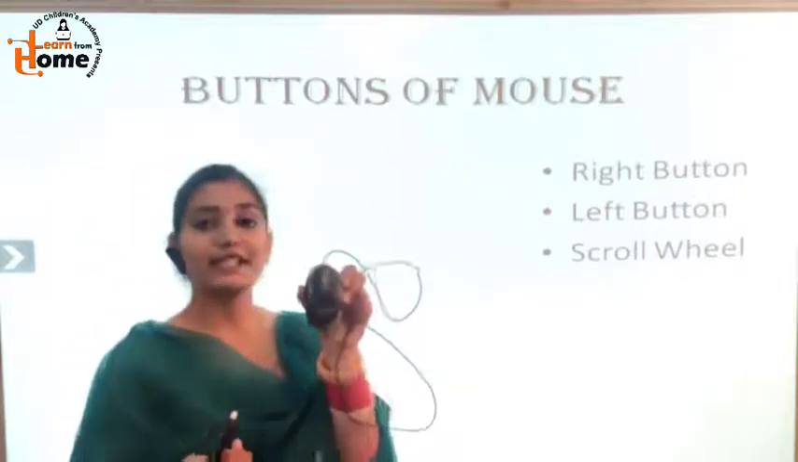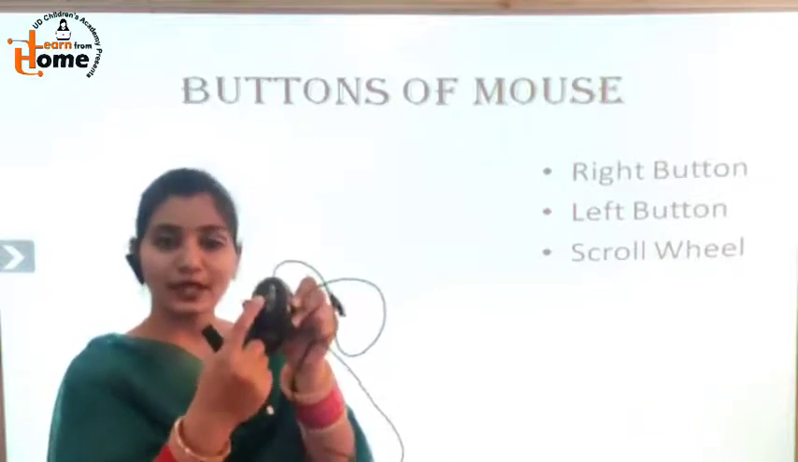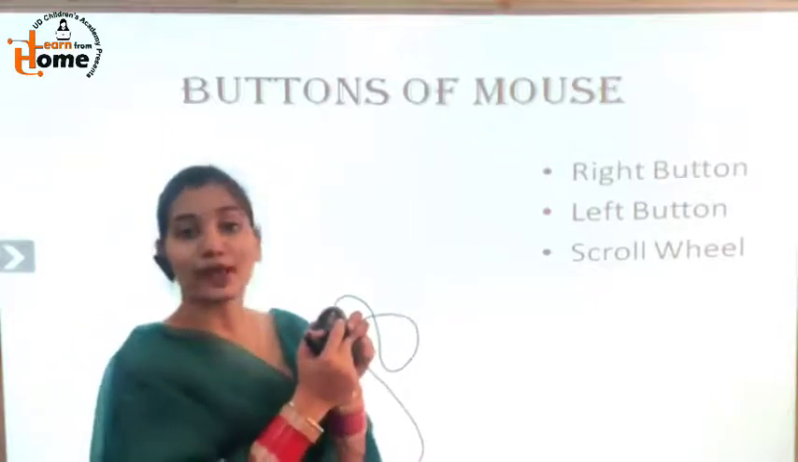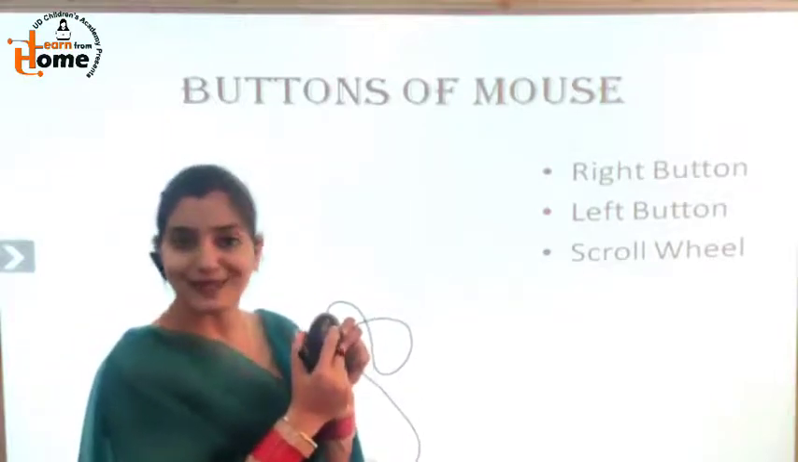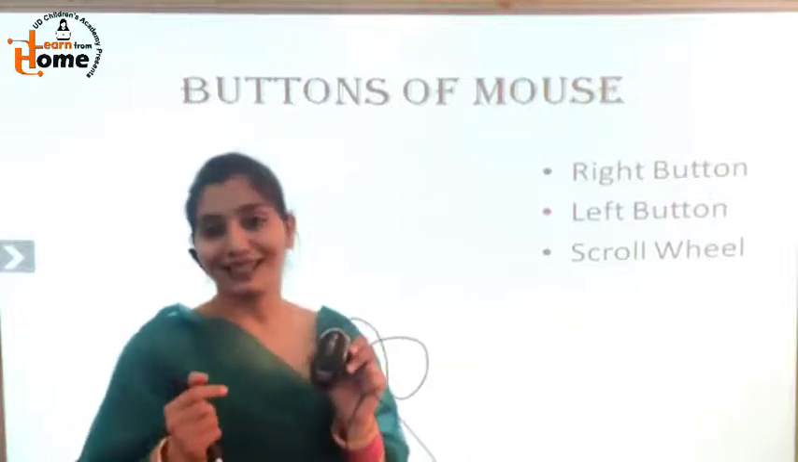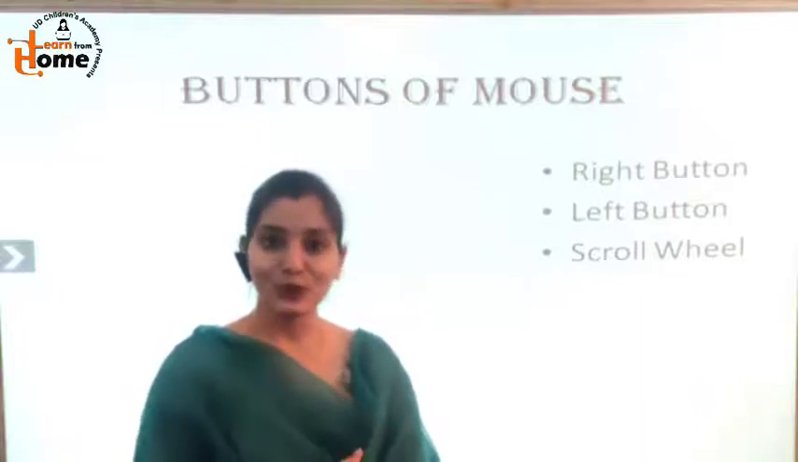So which is the left button? This is the left button. You can press it, okay? It can be pressed also. And this is the right button. It can also be pressed, okay? And in the middle we have a scroll wheel. So have you understood about all the buttons of the mouse? Let's move to the next.